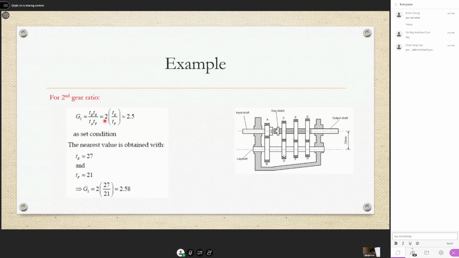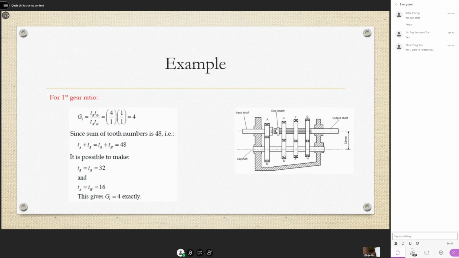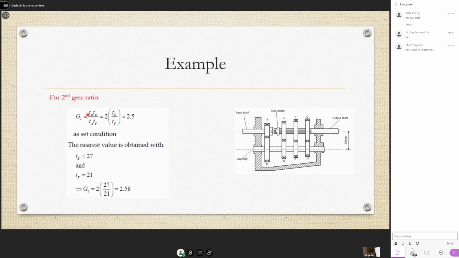Down here, we put 2 for TB over TA, because we need to match our first part also. Because now we already settled with TB equals 32, TA equals 16. We already know the number of teeth for B and A, so we have to stick to that. So if TB is 32 and TA is 16, that will give you a 2.